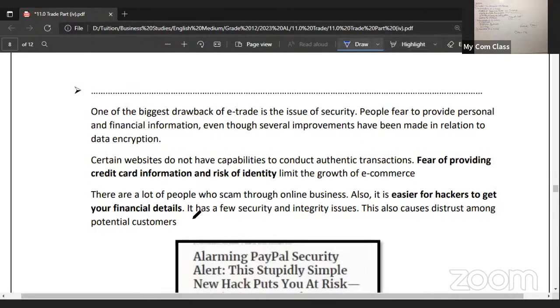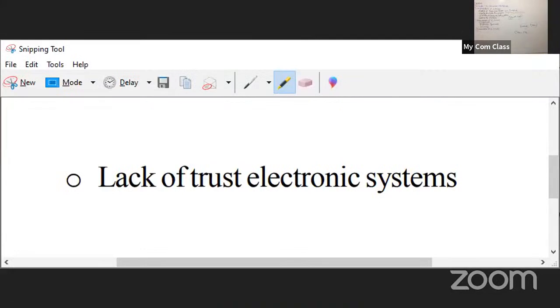Yes, there can be a lack of security. This is the lack of trust of the electronic systems. Please write the point. Lack of trust of the electronic systems. Sometimes we do not trust it, right? Somewhat, it could be credit card information.